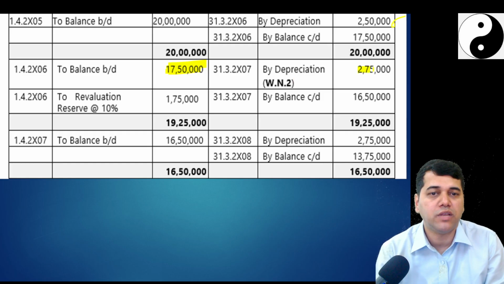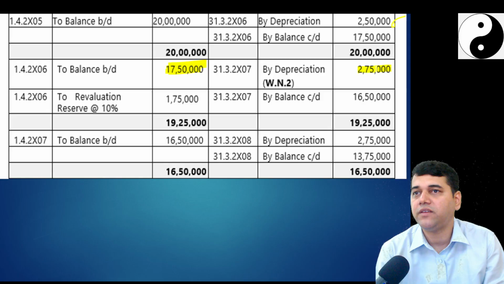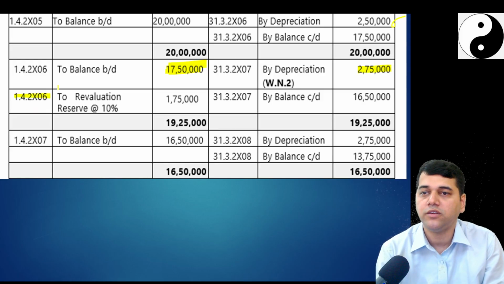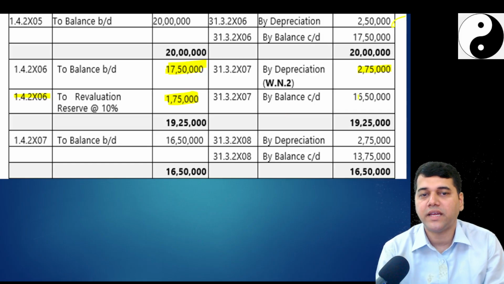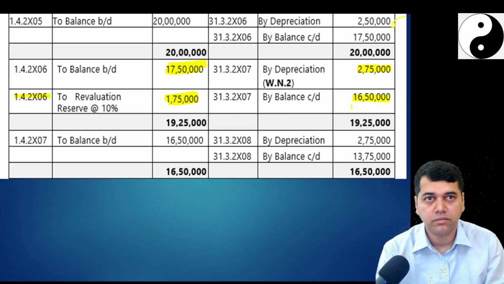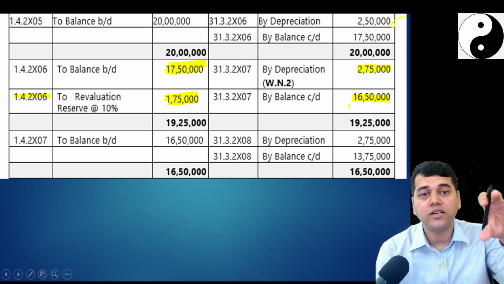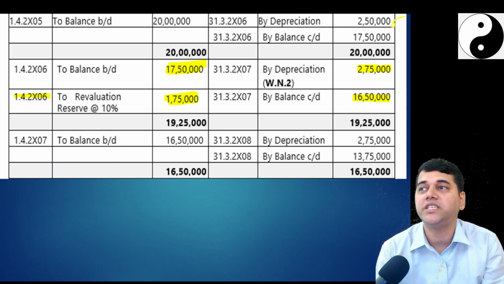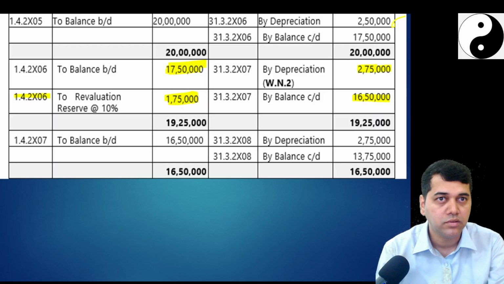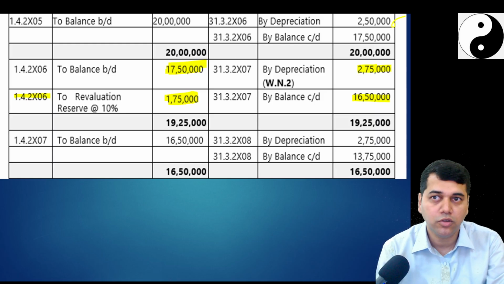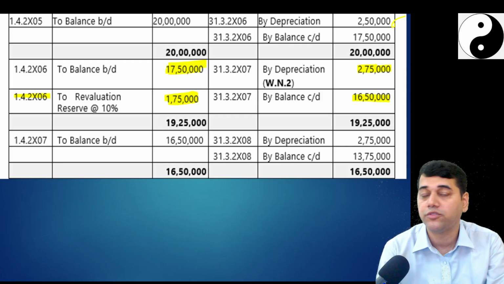Now, first you charge 2,75,000, and when you have done the revaluation on 1st of April only, PPE to revaluation reserve 1,75,000. And then by balance carried down, you charge excess depreciation, you transfer it. Your accounting entry will be depreciation to PPE. You take out that 25,000 extra, that will not come in your machinery account. That will come in the revaluation surplus account. Did they ask you revaluation surplus account in the question? No. Be careful what they ask you. Otherwise, you will simply lose marks for that.